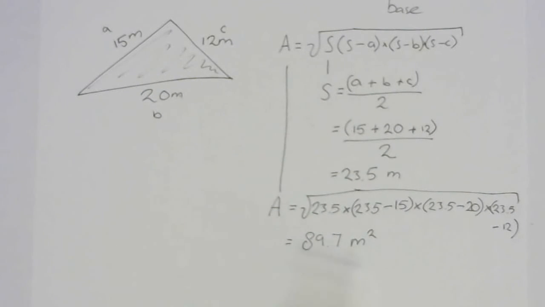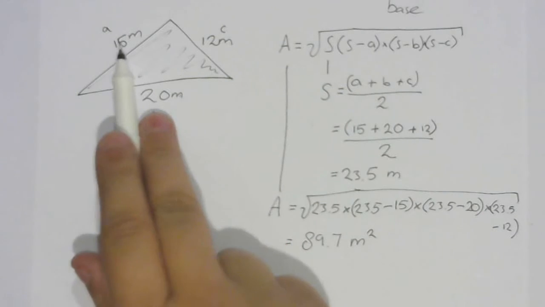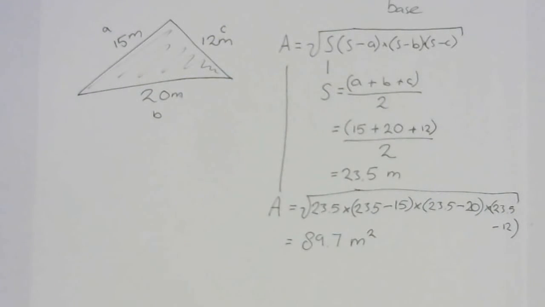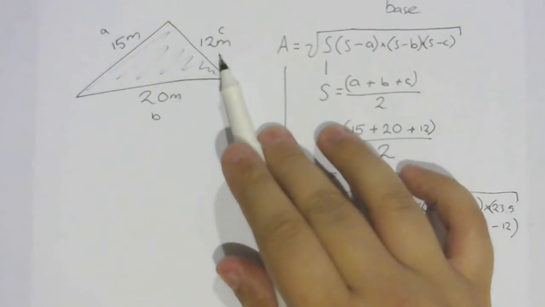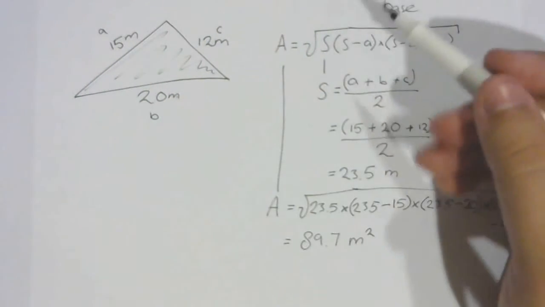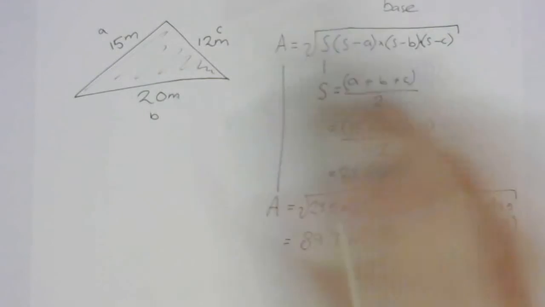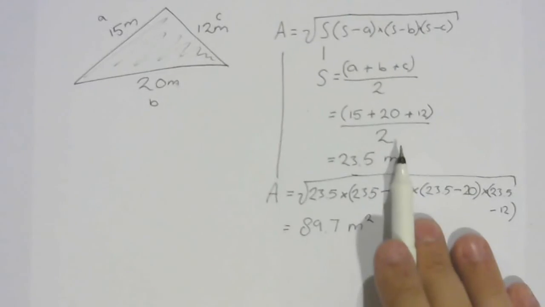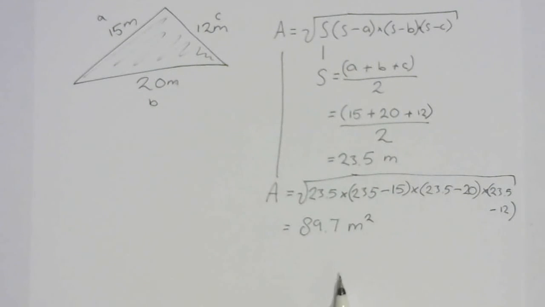Does that make sense? If we look at this area here, 15 meters by 12 meters, and divided by half, this still gives us around about 100 meters squared, just doing an estimation using the original rule. So this answer makes sense, 89.7 meters squared. And that is how we calculate the area using Heron's Rule.